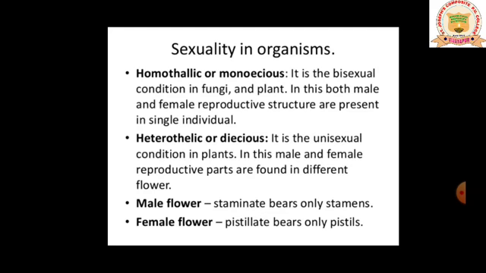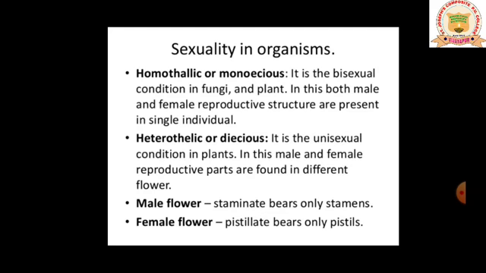dioecious or heterothallic condition. Like a male flower, we call it staminate, which bears only stamens. And the female flower, we call it pistillate, which bears only pistil. You know what is staminate, which contains stamen. The stamen contains anther, and the same is pistil. Pistil contains stigma, style and ovary. So if a plant contains only stamen, we call it staminate. If a plant contains only the pistil, we call it pistillate.